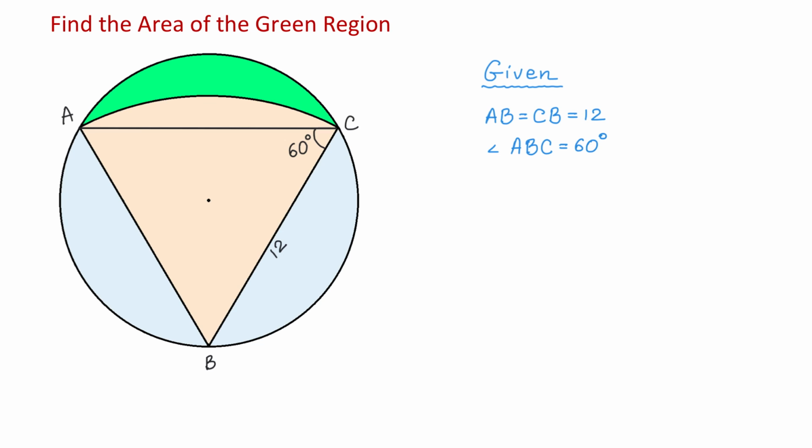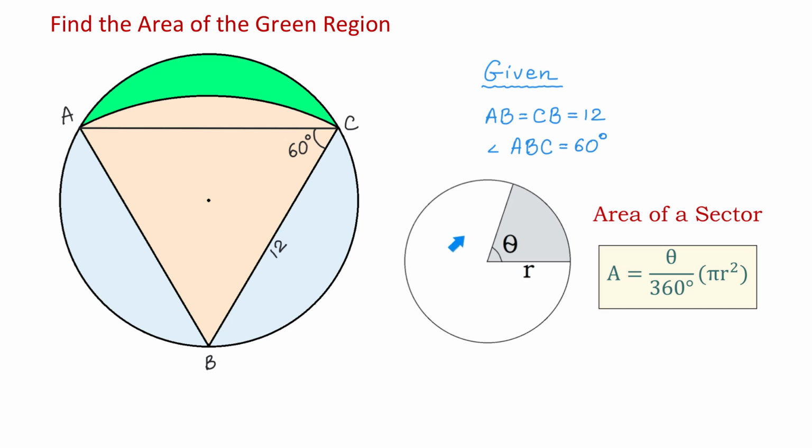Now, to find the area of the green region, we will need to find the area of the circle. Then from this area, we will subtract the area of the sector ABC and the areas of these two segments. Now, to find the area of the sector ABC, we will use the following formula.